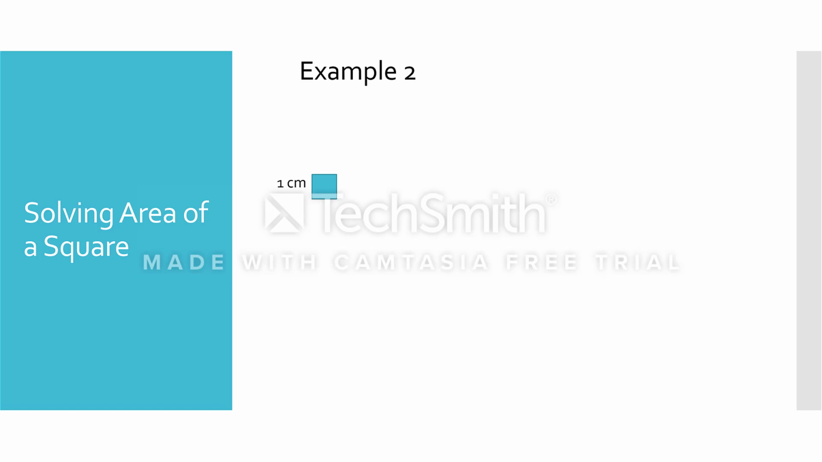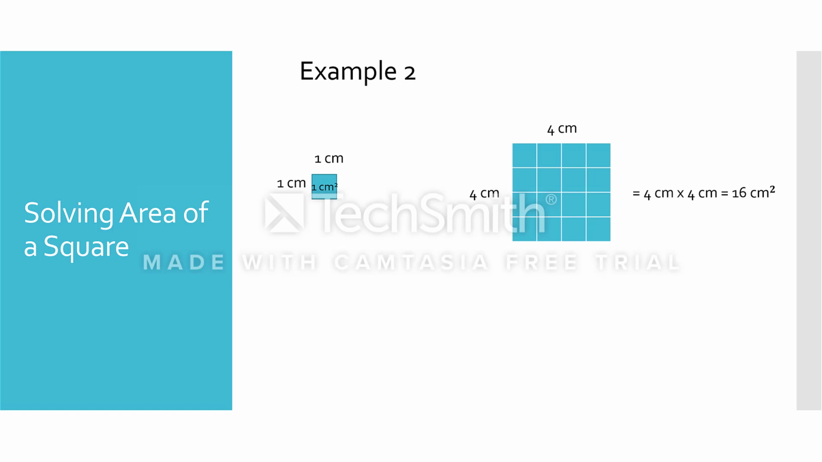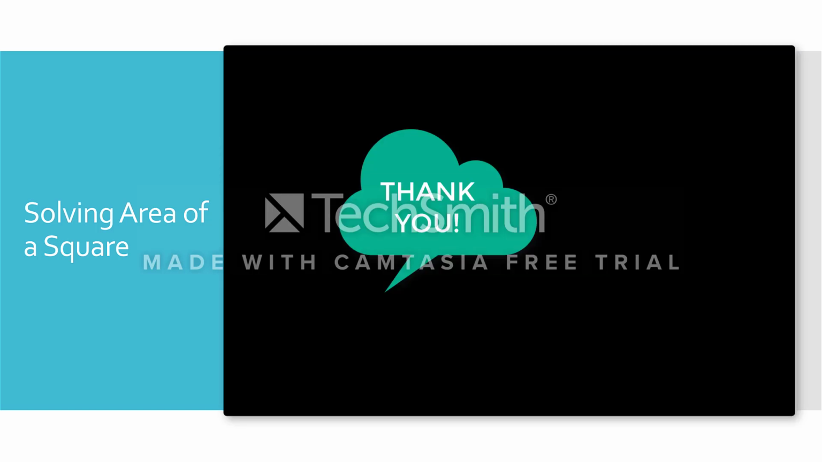If we have a unit square which is 1 centimeter squared, and then we're given a square with 4 centimeters width, we know that its length will also be 4 centimeters. And if we multiply 4 centimeters by itself, we get its square, which is 16 centimeters squared. That concludes this presentation.